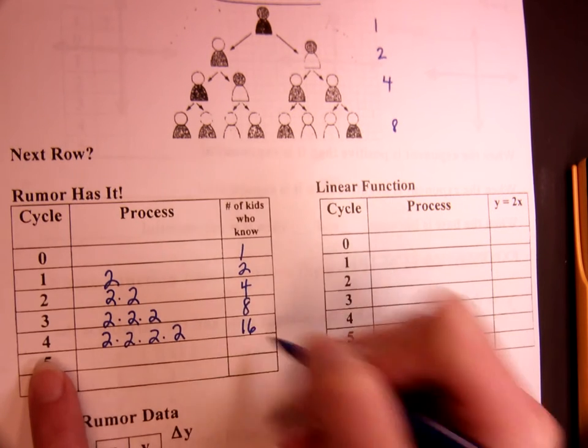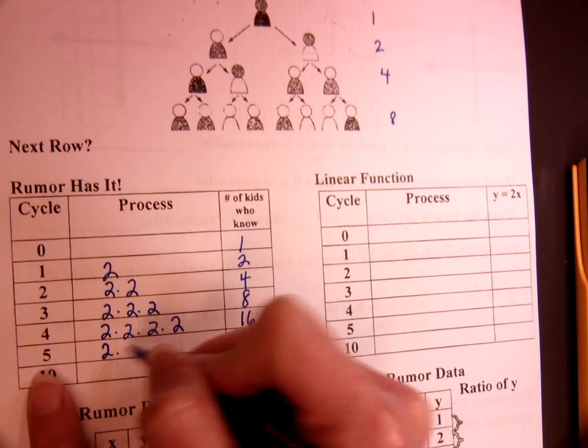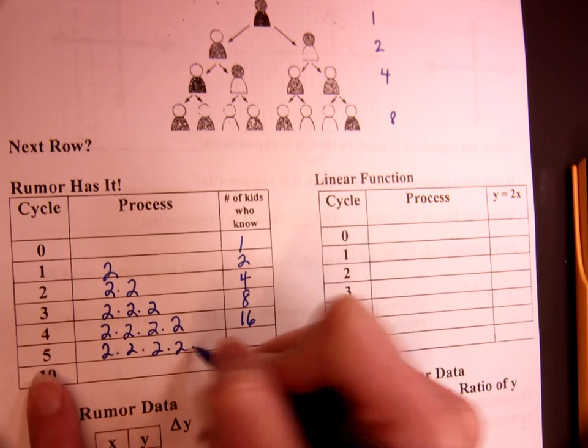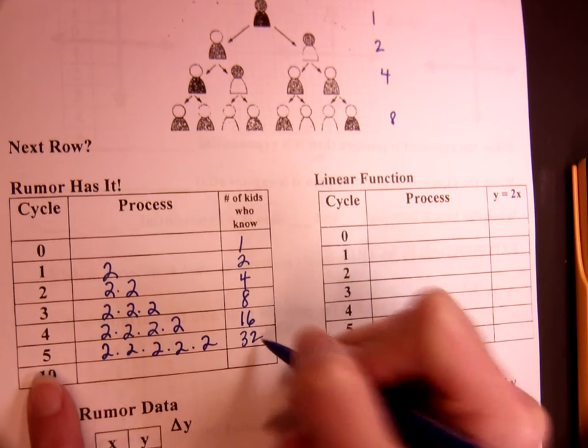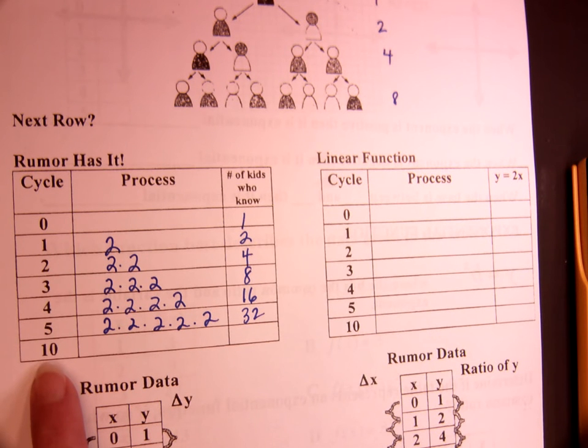Oh, yeah. This would be 16. You were right. 32. 64. Is it 64? It goes to 10 for the cycle.